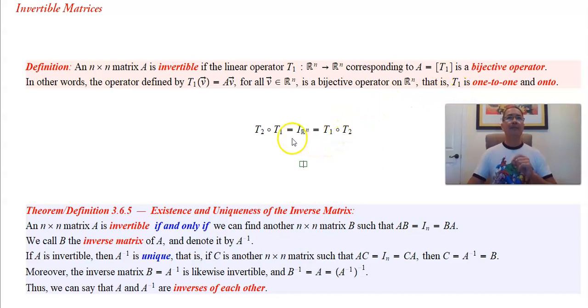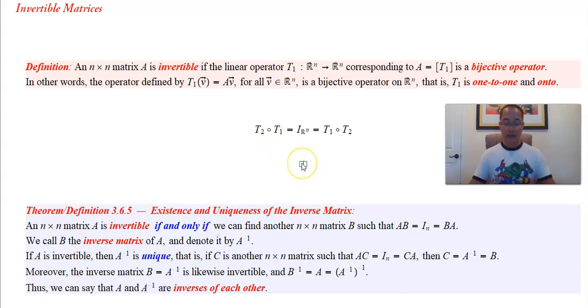So, what are we going to do with this? Well, because T1 is bijective, there is an inverse operator T2, according to the last theorem. So that if you compose T1 and T2 in either direction, you will get the identity transformation on Rn. Let's talk matrices.